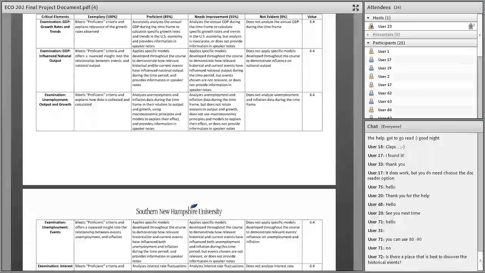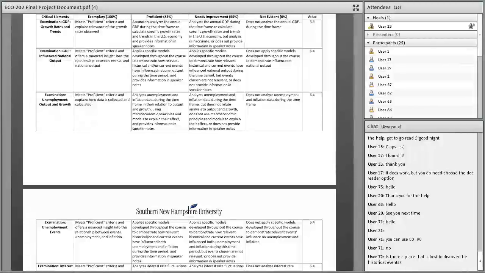So I accept even one slide that covers GDP, unemployment, and inflation that observes all three. You can do it in two separate slides. You can ask your instructor what they prefer.